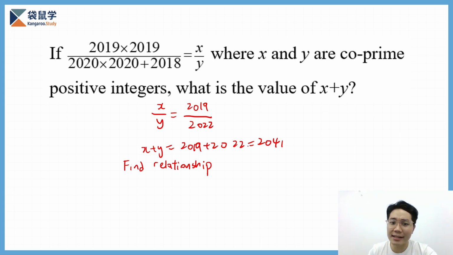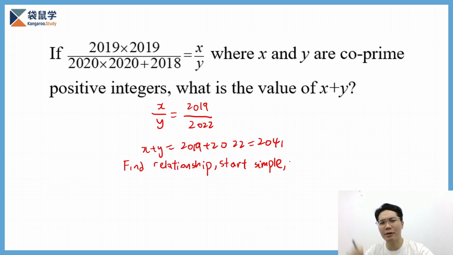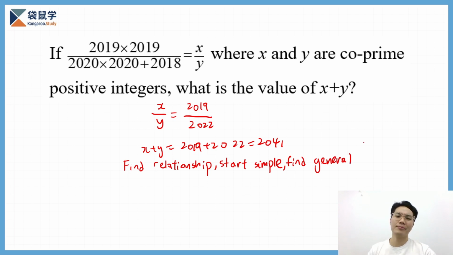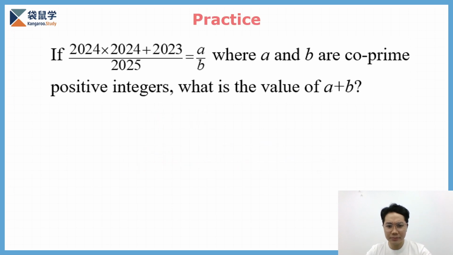So we need to start simple. Start simple. And once we start simple, we can find something general. Find general. And that is how we solve this question. Okay? But how about the next one?